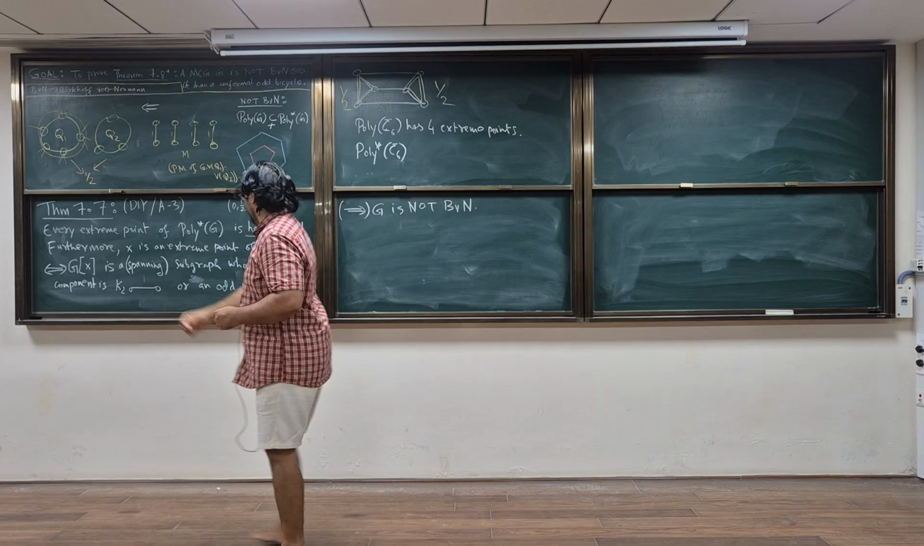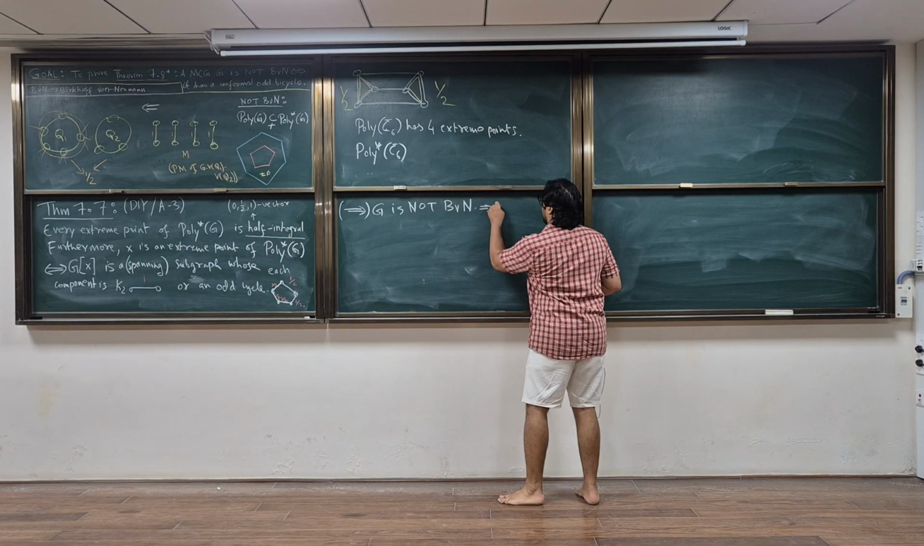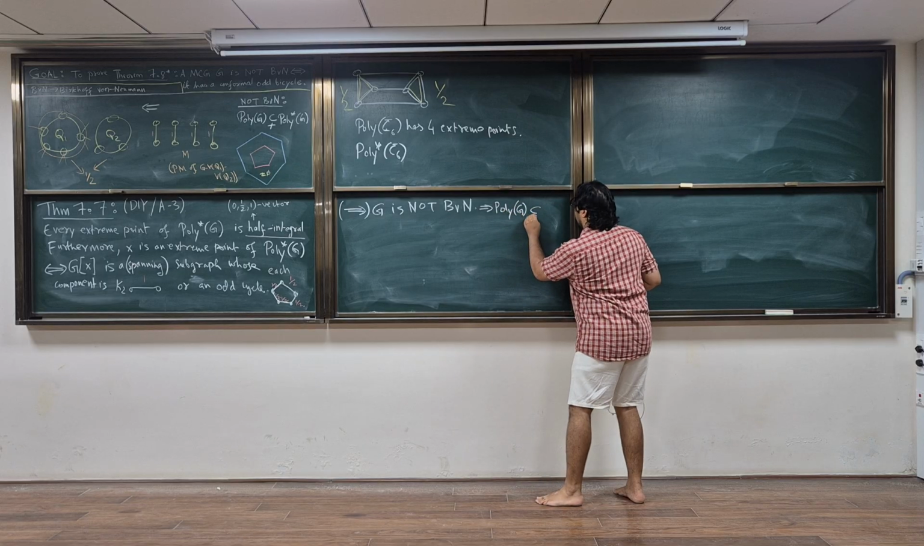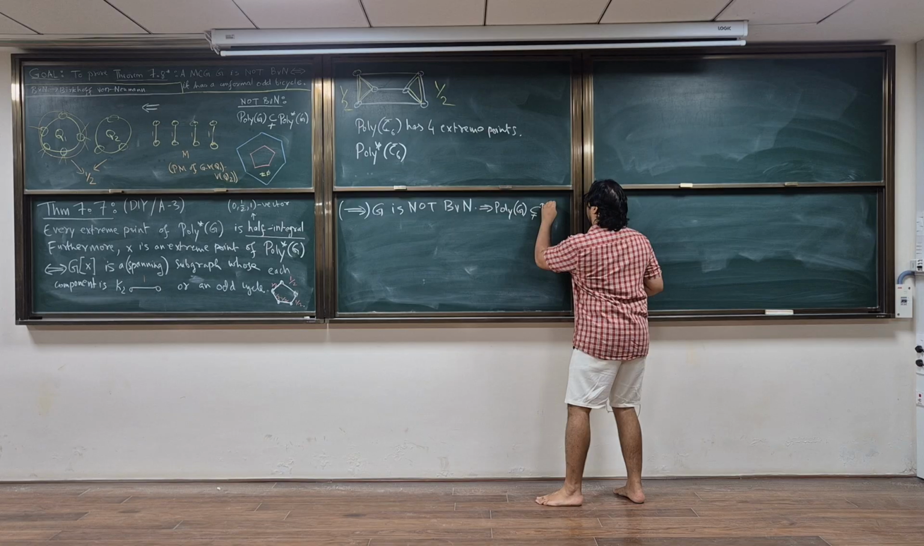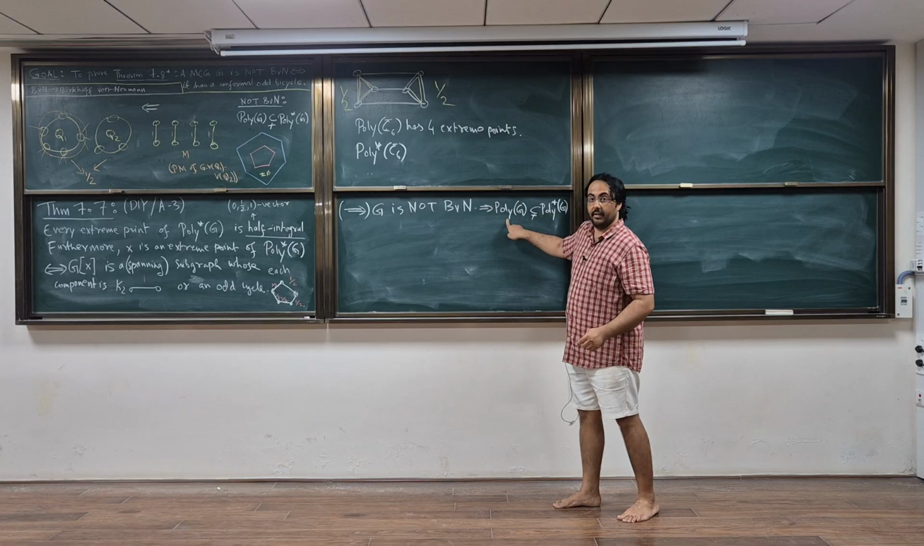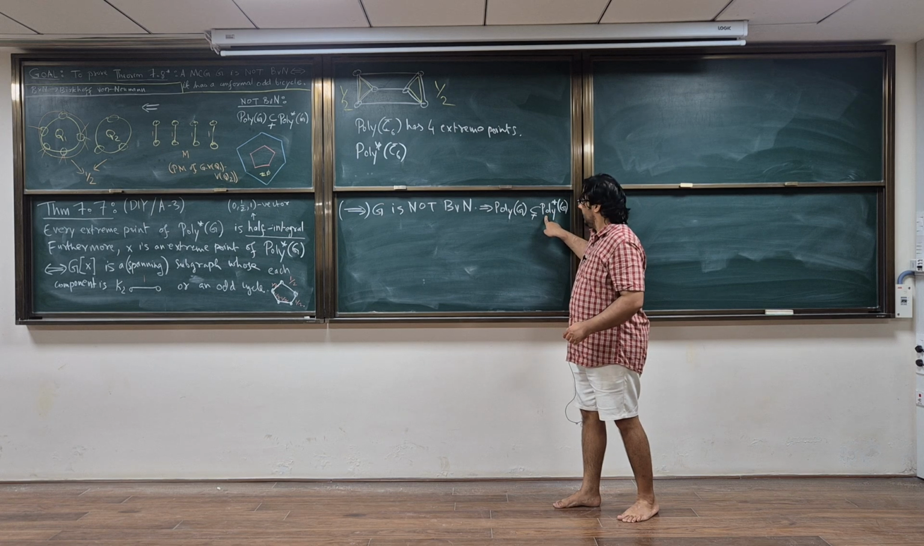This is something we used earlier also, right? So not Birkhoff von Neumann means that the perfect matching polytope is properly contained in the fractional perfect matching polytope. If all the extreme points of this were here, then the whole thing would be here because of convexity, right? So therefore, there has to be an extreme point of this that is not here.